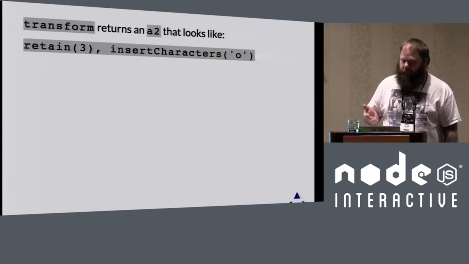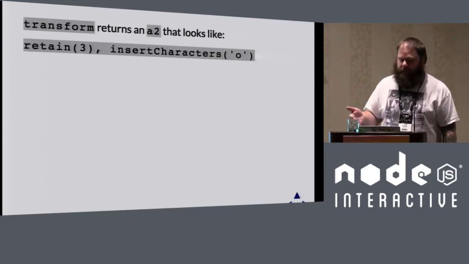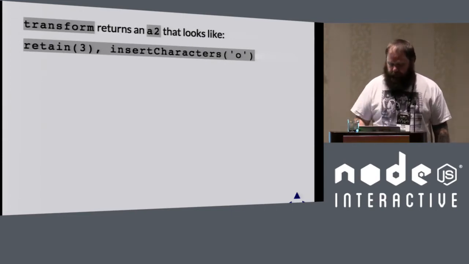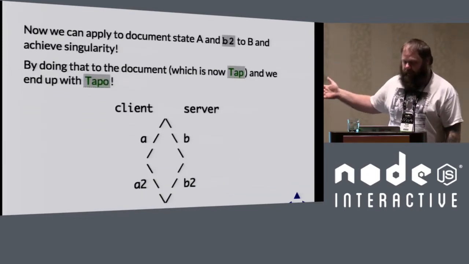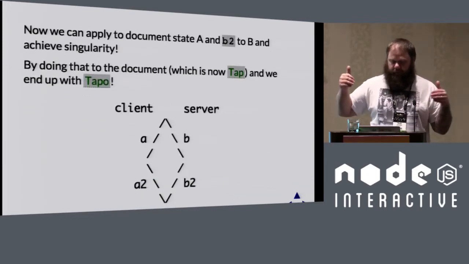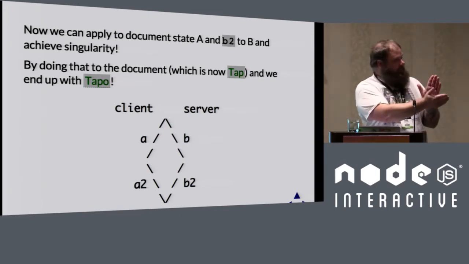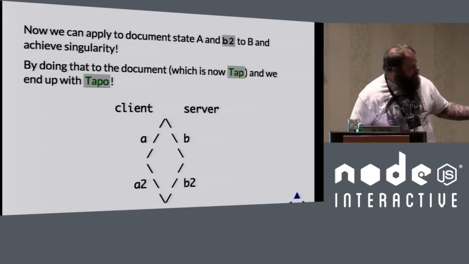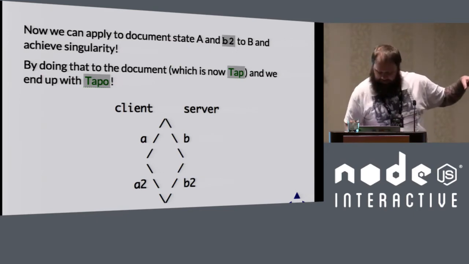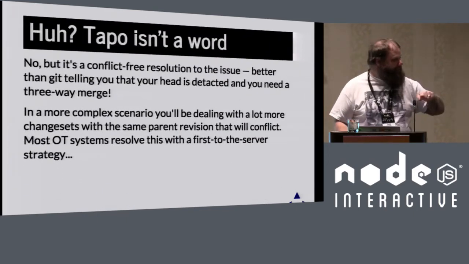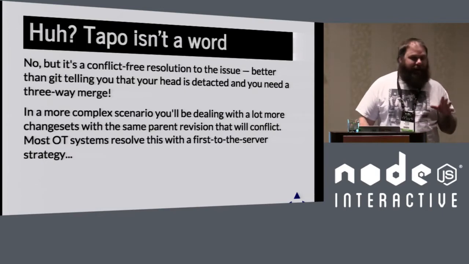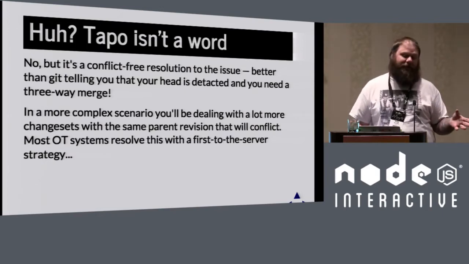So transform returns an A2 that looks like retain 3, insert character O. Now we can apply that to the document state, and we can achieve a singularity. Because we've retained 3, we get to the end, which is now tap, and we add O, and we end up with tapo. And you can see the convergence happens. But I know you're thinking, tapo is not a word. But the awesome part is that it's a conflict-free resolution.